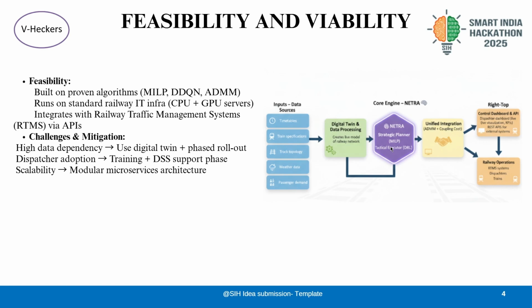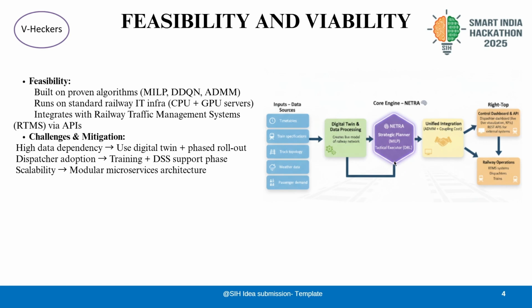Moving on to the feasibility and viability, let's address the elephant in the room. Can this actually be built and deployed? Absolutely. Here is why. Feasibility: why will Netra work? Proven algorithms have been used in Netra. MILP has been used for optimizing industrial processes for decades. DDQN is a proven reinforcement learning architecture used in robotics and autonomous systems. ADMM is widely used in distributed optimization problems. These aren't experimental techniques, they are gold standard in their respective fields. We are applying them innovatively, but the underlying science is solid.